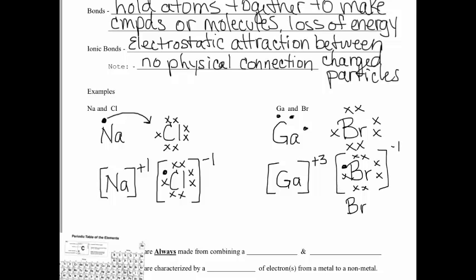It'll be a -1. 1, 2, 3, 4, 5, 6, 7, and the 8th comes from gallium, so I'm drawing it as a dot. Again, you don't have to do that, but it does help to show you what's happening. 1, 2, 3, 4, oops, I'm doing them out of order. And then -1, like so. And that's how you would show gallium and bromine forming bonds together.